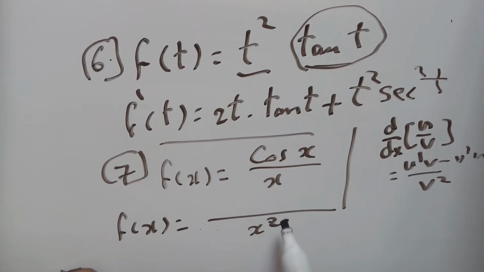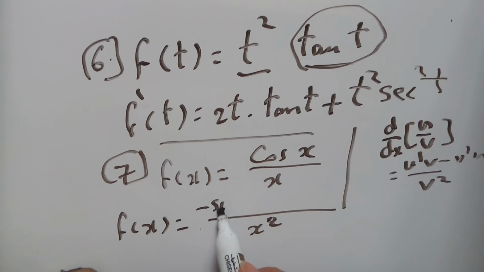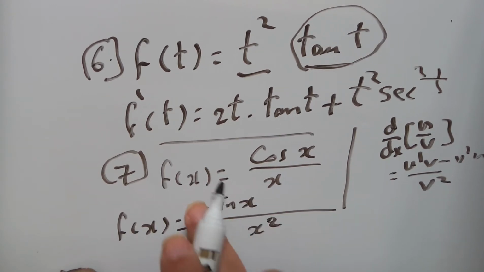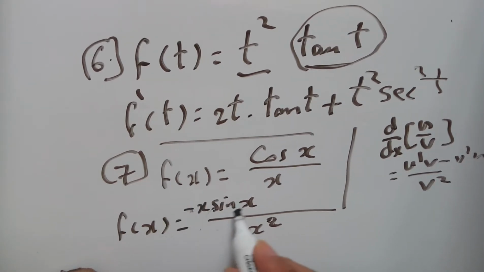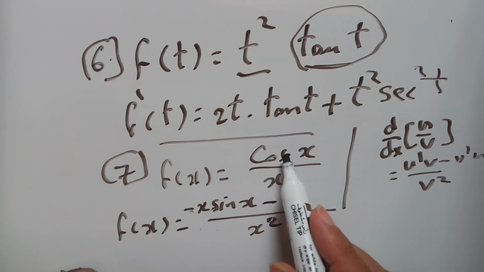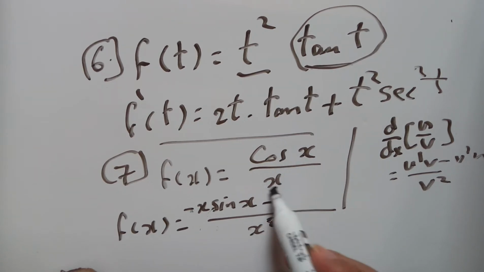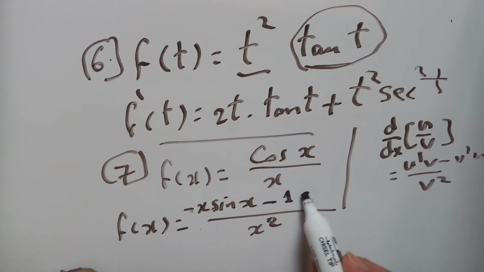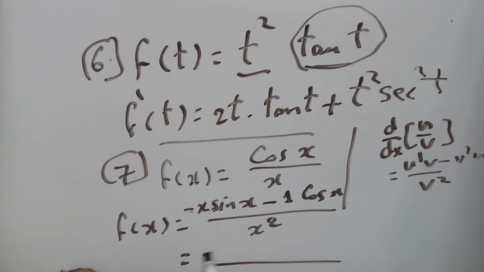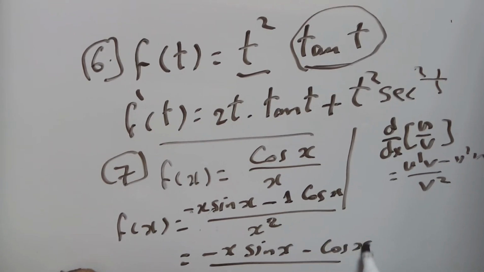What is the derivative for cosine? Negative sine, multiplied by the first, it will be negative x here. Sorry, negative x multiplied by sine, minus the derivative for x, it will be 1 multiplied by cosine x. Then you can rewrite it as negative x sine x minus cosine x over x squared.